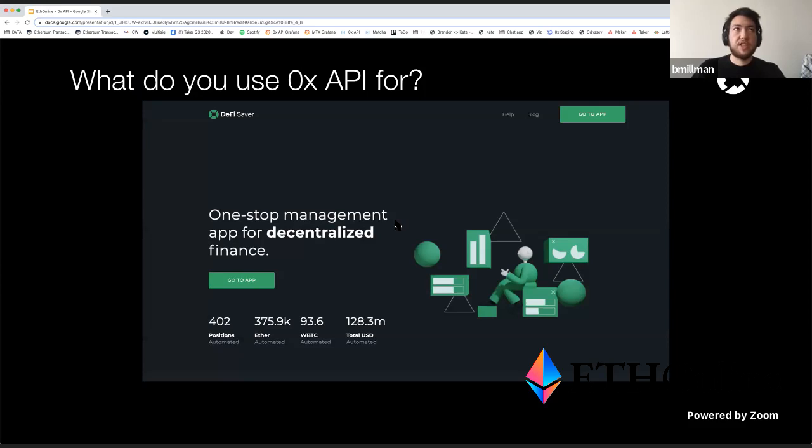Cool. And here are some examples of what you would use 0x API for. So basically, you would use 0x API if you want to build an application that needs access to liquidity. And so here's some examples of customers of the 0x API at the moment that do just that. So first of all, DeFi Saver. If you haven't used it before, it helps users save CDPs by accessing DAI and ETH liquidity.